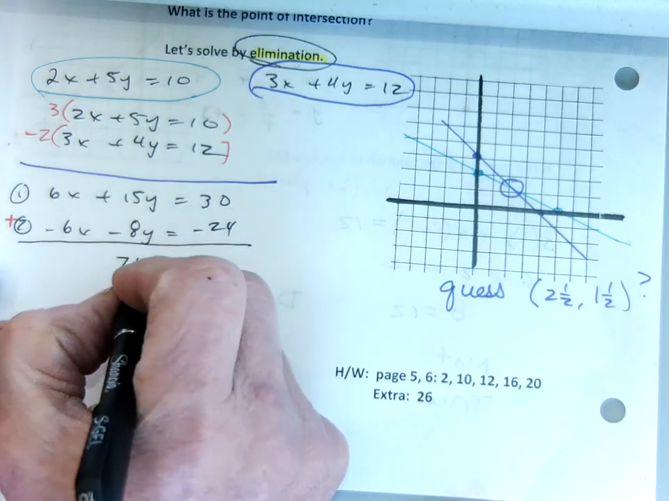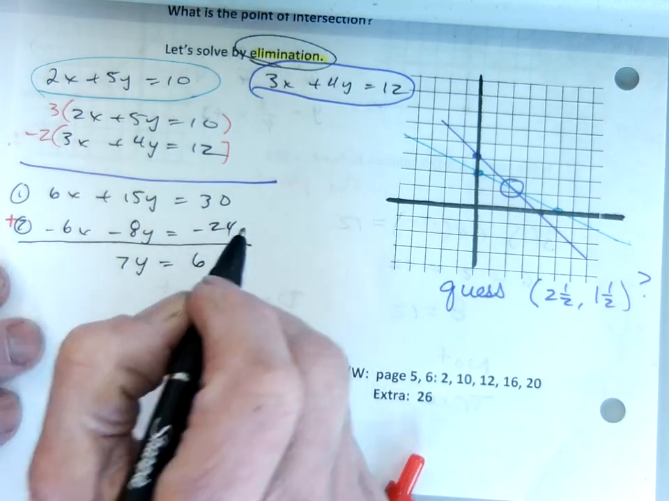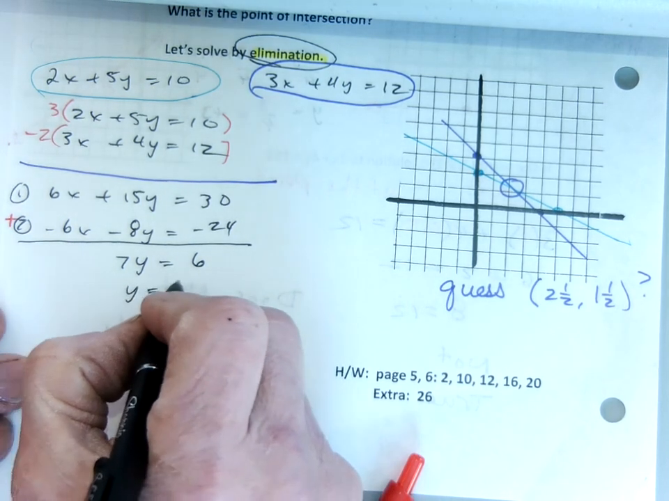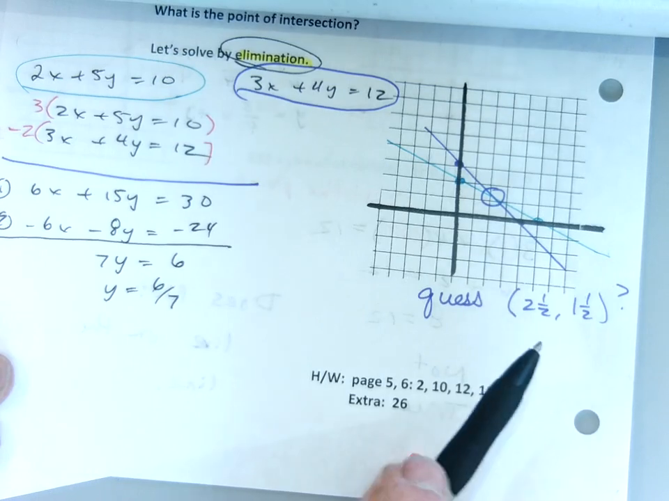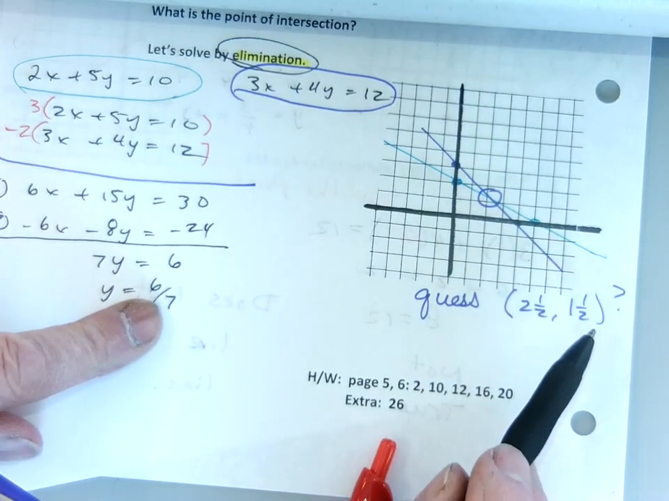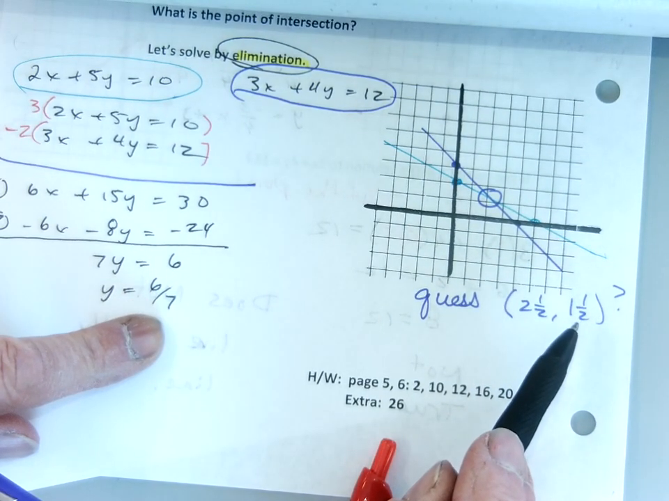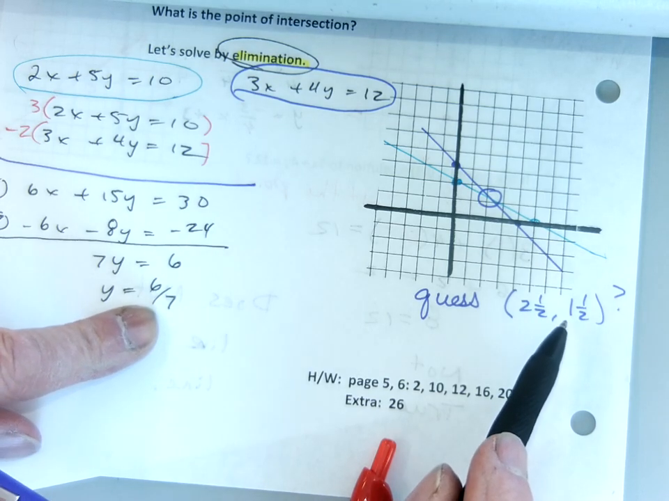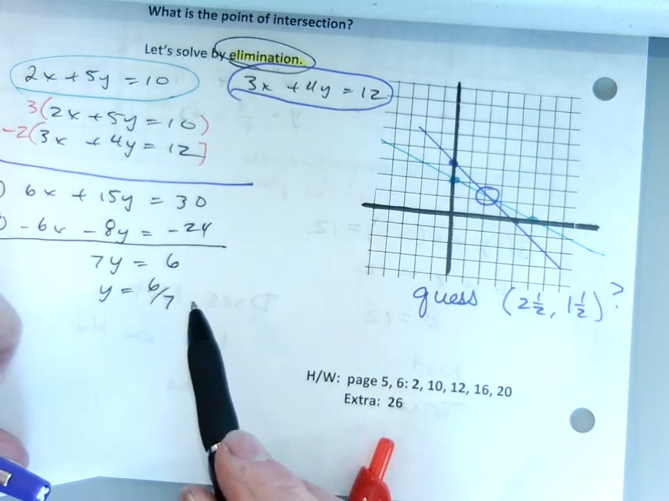I'll have 7y equals 6, right? Divide by 7, and I get y equals 6/7. Boy, I wasn't even close. Look at my answer, 6/7, versus my guess of 1.5. I wasn't even close, right? So the graph is nice because it looks nice, but that's not even close to the answer. This 6/7 is the answer.